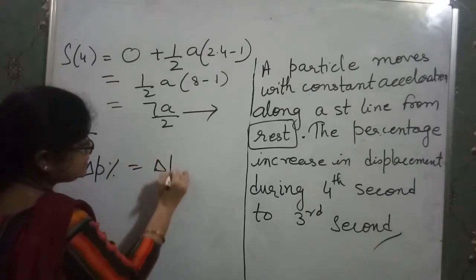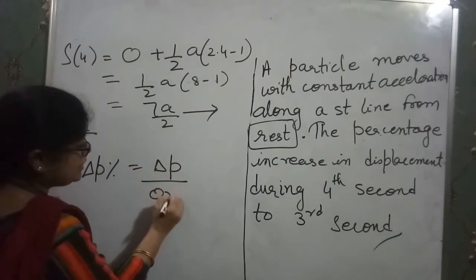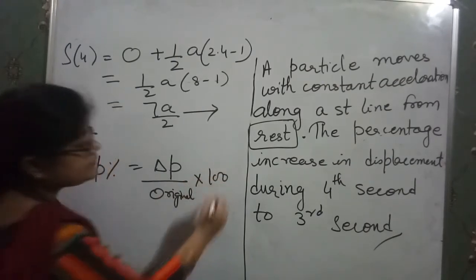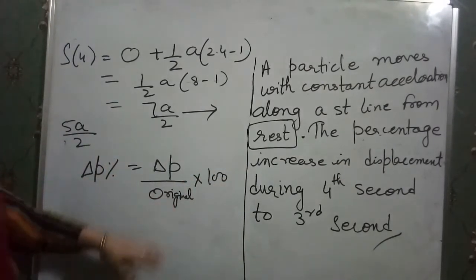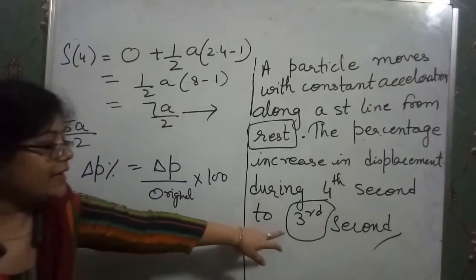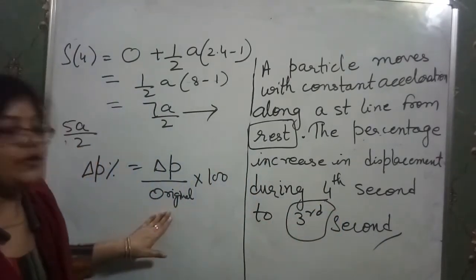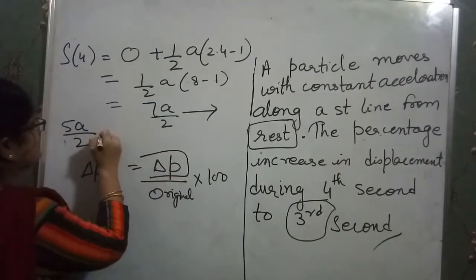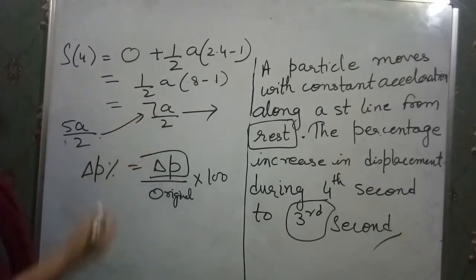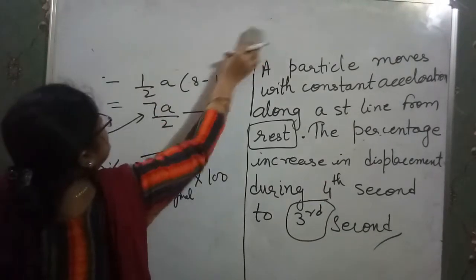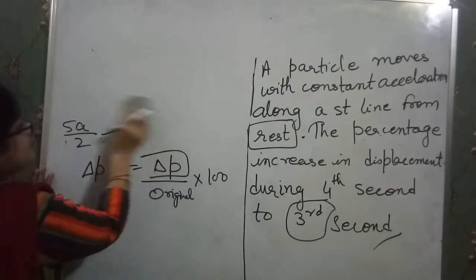Change in percent over original value into 100. What value do we have to write here? Because we have to compare with the 3rd second, we write the distance covered in the 3rd second in the denominator. And what is delta t? That means we have to find the difference between 3 seconds and 4 seconds. Clear? Now just put it into the formula and find the percentage increase.